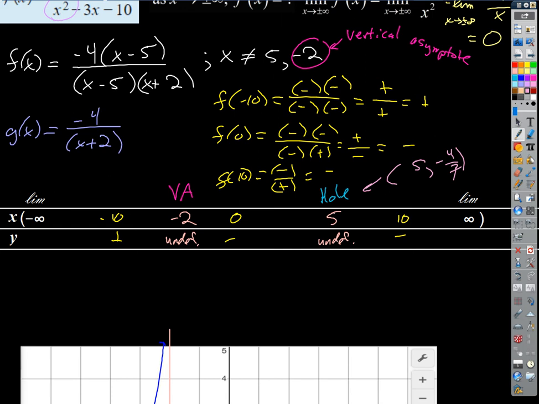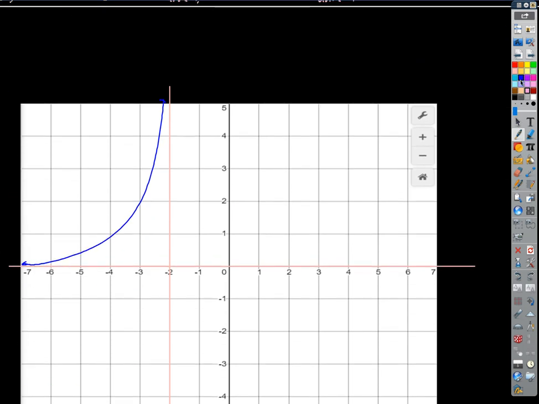No, we don't. But we can do the function, right? We know that it's negative the whole time, so it has to be doing that. Okay? And we do have to add that there is a hole at 5. That's our graph of our function.